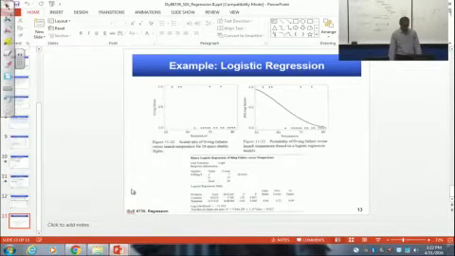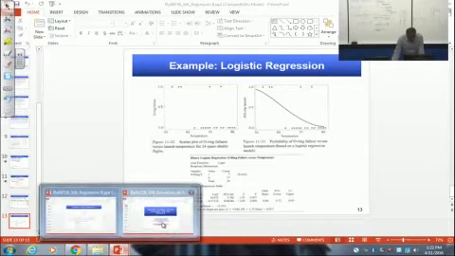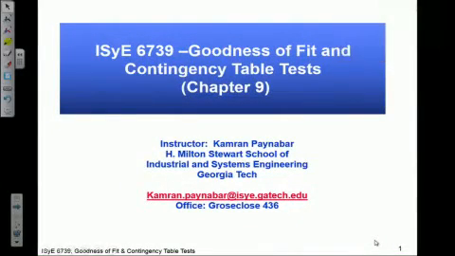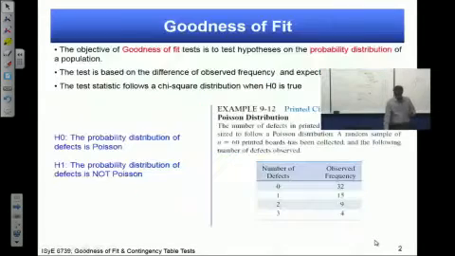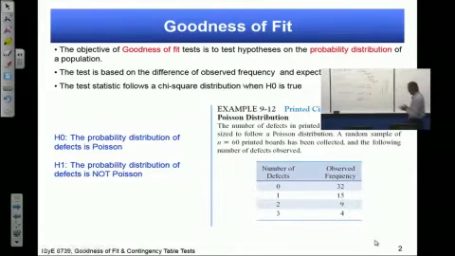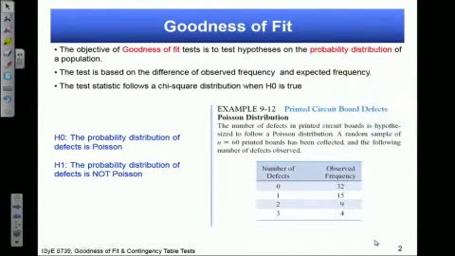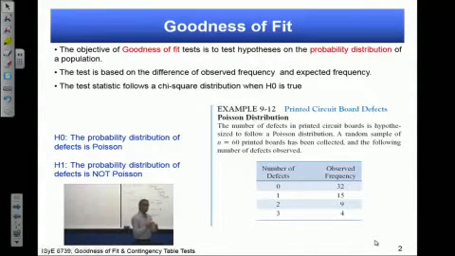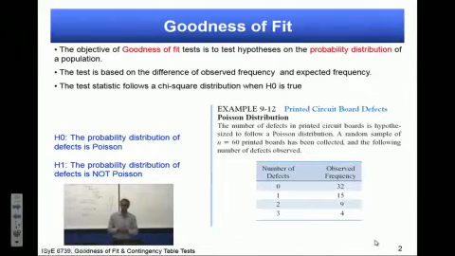Okay, let me start a new topic, which is goodness of fit and contingency tables. So basically, so far we assume that this random variable or this sample follows a normal distribution, and the problem gives you that this one follows a Poisson distribution, this one follows a geometric distribution. But in reality, if you have a set of data, how can you test whether it's coming from a Poisson distribution, normal distribution, or geometric distribution? So the main purpose of the goodness of fit test is to test the hypothesis about the distribution.